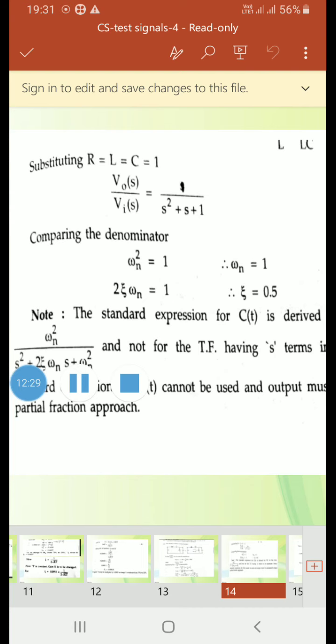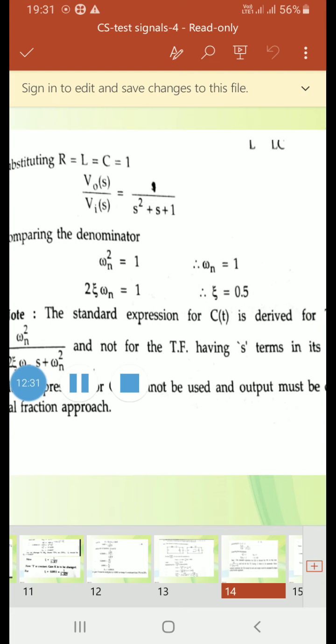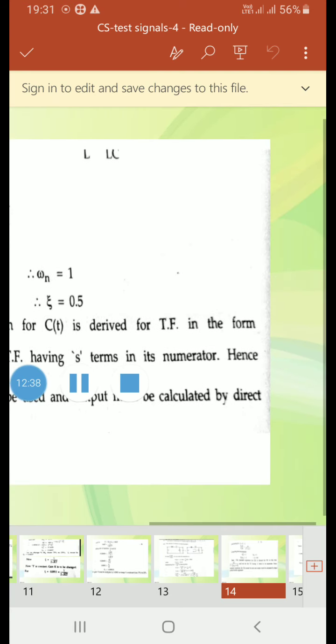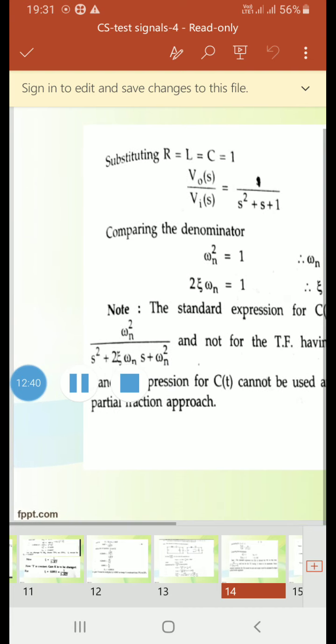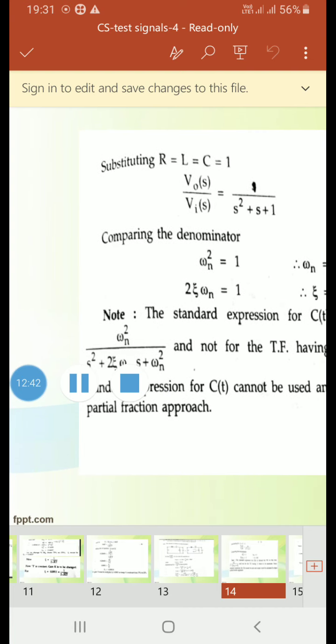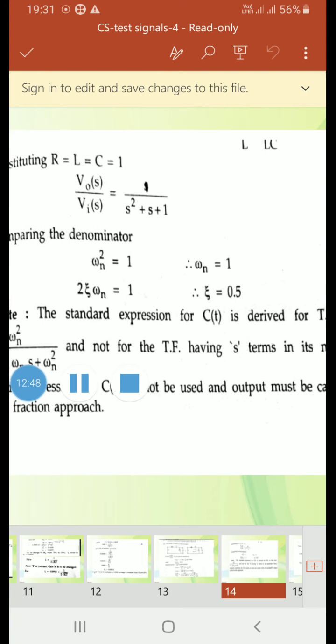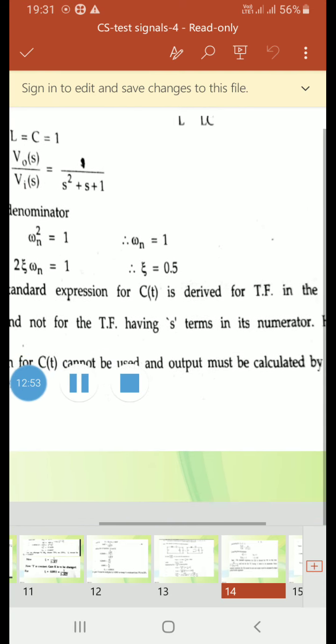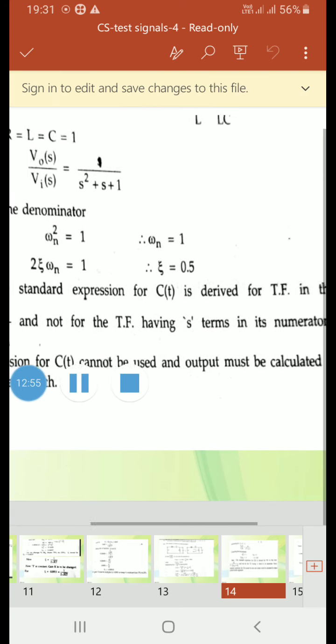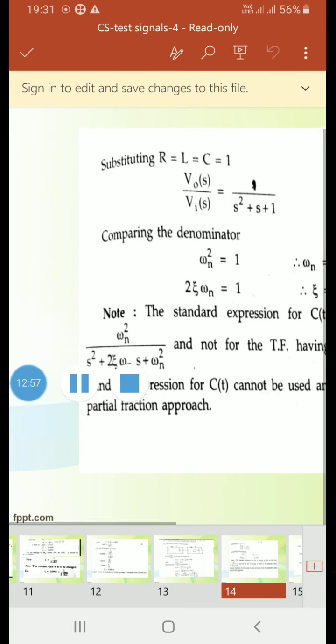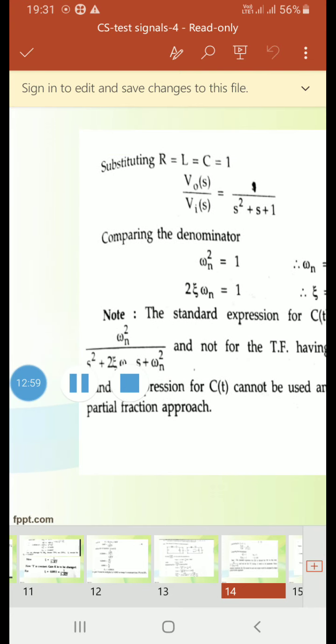There is one note. The standard expression for C of t is derived for a transfer function in the form omega n square by S square plus 2 damping ratio omega n S plus omega n square, and not for a transfer function having an S term in its numerator. Hence, the standard expression for C of t cannot be used and the output must be calculated by the direct partial fraction approach.